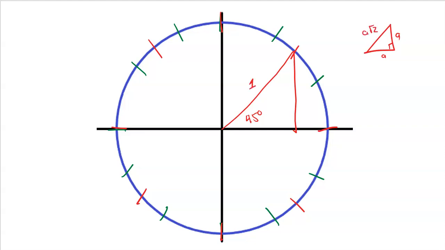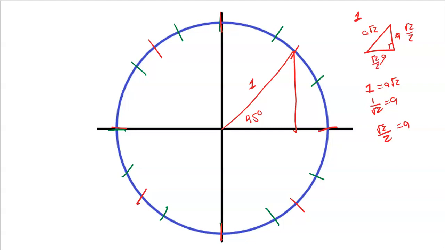But in a unit circle, I'm forcing the hypotenuse, or the radius, to be 1. If I'm forcing that to be 1, let's figure out what A is. So 1 is A radical 2. If I divide by radical 2, that means A is 1 over radical 2. But of course, we don't like square roots in denominators, so we multiply top and bottom by radical 2, and we get radical 2 over 2. So both of these values, both A's, are radical 2 over 2.